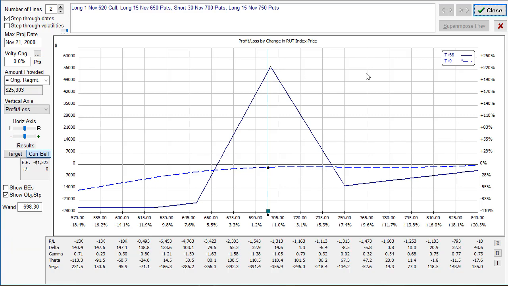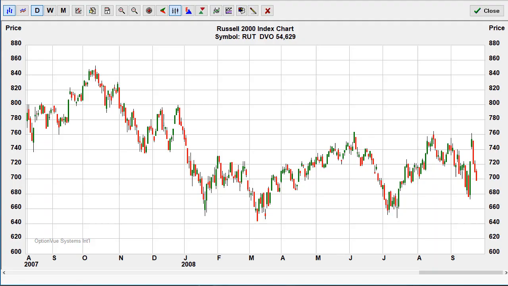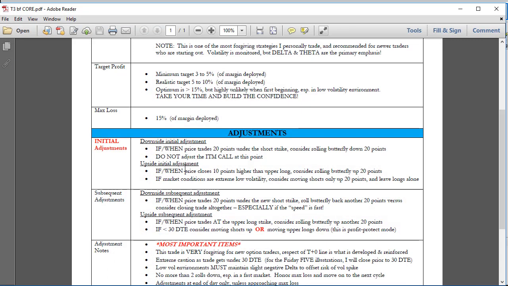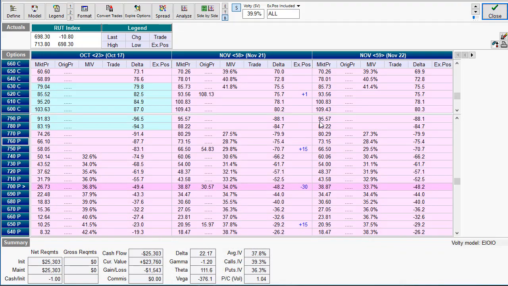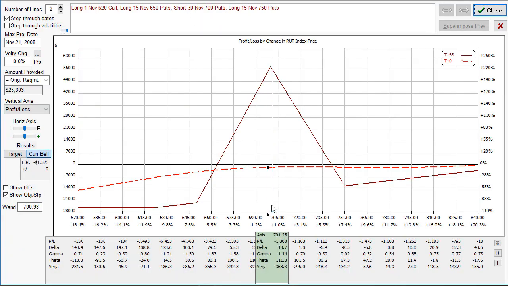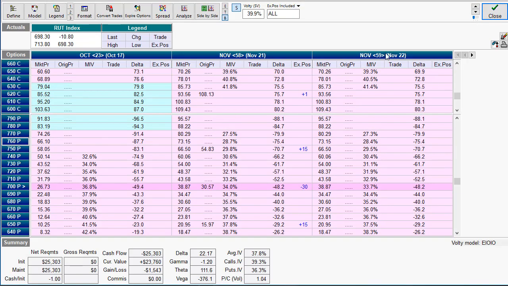We are under the short strikes. So we open this, and right away we had 2 more days of downward moving. We are now under the short strikes. So initial downside adjustment, if when price trades 20 points under the short strike, consider rolling butterfly down. We're at the short strike right now. We're a third of the way to hitting our maximum loss. We go from 700 to 680. We're still not at our maximum loss, but maximum loss is fast approaching. Okay, so we'll go a couple more days.